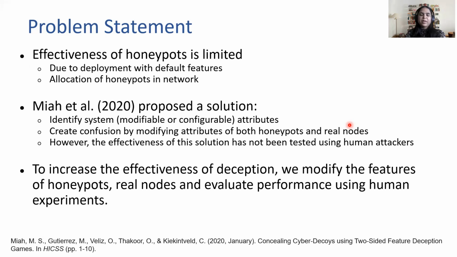In this paper, we are mainly focusing on the features of honeypots. In the feature domain, Mia et al. 2020 proposed a solution that identifies all the modifiable and configuration features of honeypots as well as real nodes, and creates confusion by modifying these features not only for honeypots but also for real nodes. However, this technique has been tested only in simulation, not with human attackers. So in this study, we are modifying features of honeypots and real nodes and evaluating the performance using human experiments.